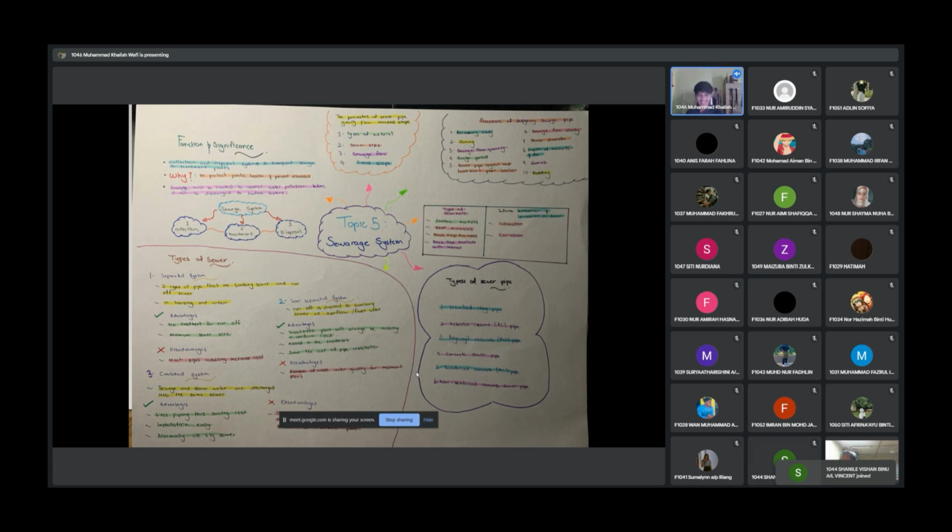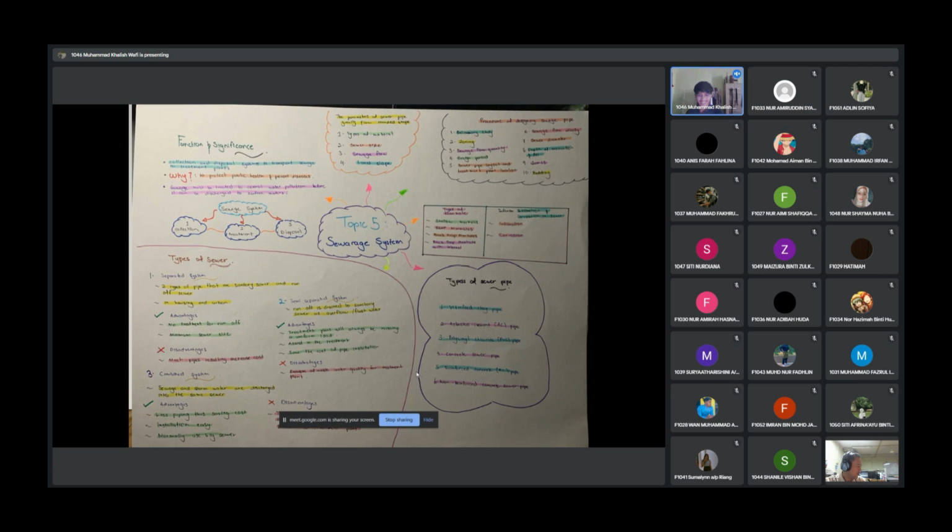Sewage system has 3 steps. The first one is collection, the second one is treatment, and the third one is disposal. It also has 3 types of sewer. The first one is separated system, the second one is semi-separated system, and the third one is combined system.